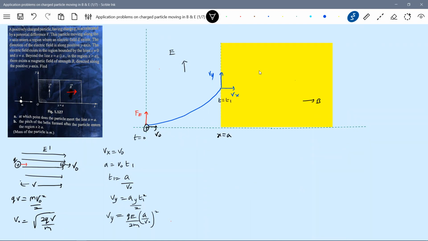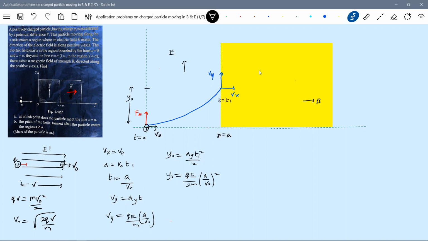What about this distance? It is also asking this distance, where it will be. Let me call it Y naught. How to calculate Y naught? Y naught equal to Ay T1 square by 2. Ay is QE by 2m, and T1 is A V naught whole square. Vy is equal to Ay t. Okay, this is Y naught.